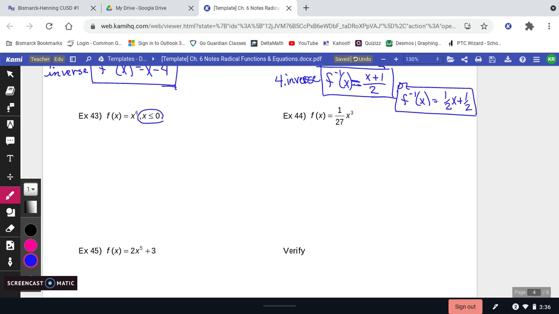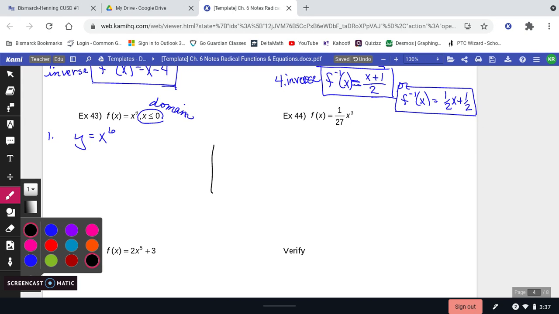You have f of x equals x to the sixth, and then there's this x is less than or equal to 0. What we are doing is we are restricting the domain. Okay, and there is a reason for that. That's not part of your equation. F of x equals x to the sixth, that's your equation. So if we go to start working on the inverse, it would be y equals x to the sixth. Okay, by restricting the domain, this is what happens.